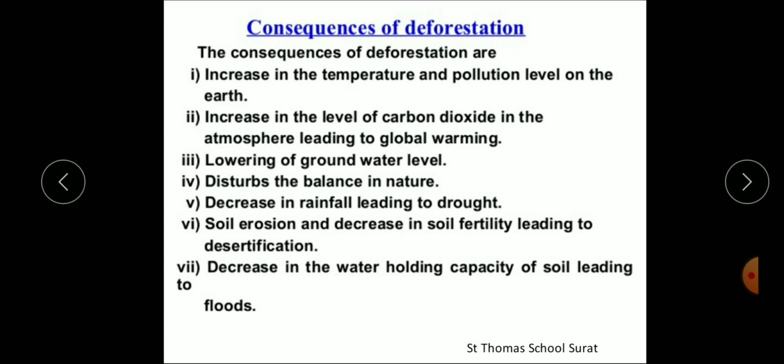So cutting down trees destroys the homes of many species of animals also. Many species of animals and plants are not able to adjust to the changing climate. Because of deforestation, many species become extinct. Understood? So this is the consequence of deforestation.